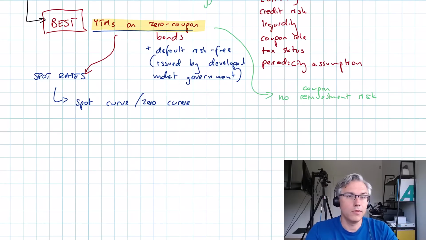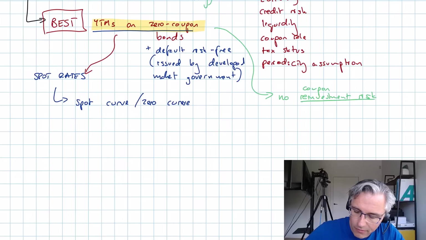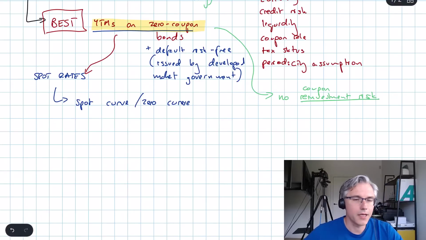Now, with zero coupon bonds, you don't have that risk. You don't have to reinvest the coupons because you get no coupons, so there is no coupon reinvestment risk, which is a good thing from the point of view of using these rates.